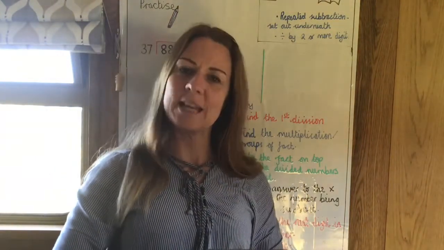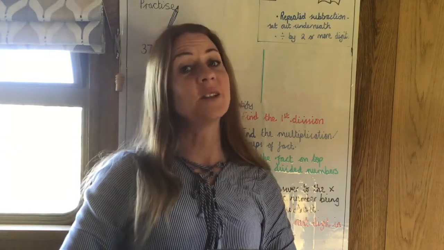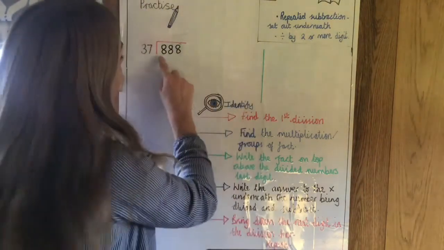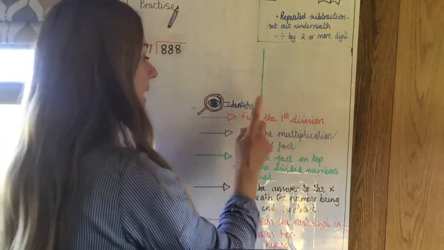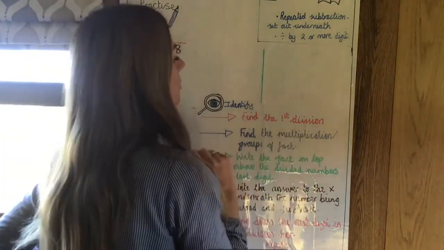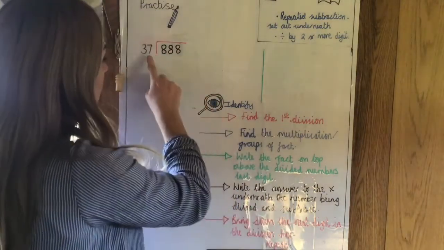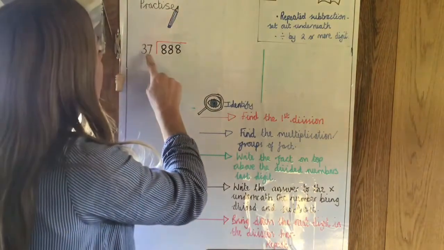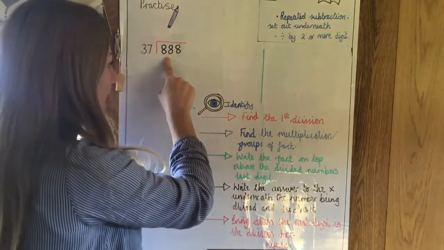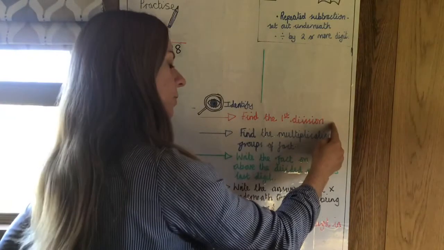So let's have a look at the steps to do long division, and we're going to use the calculation 888 divided by 37. Step 1, find the first division that you're doing. The first division is not how many 37s into 8, because you can't do that. It's how many 37s into 88. So we've found our first division.